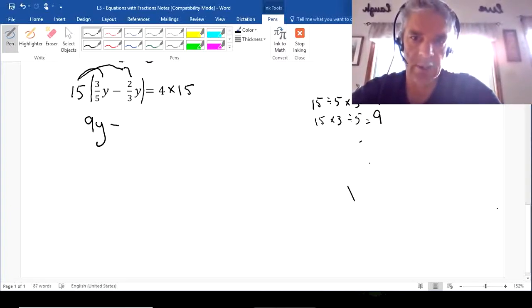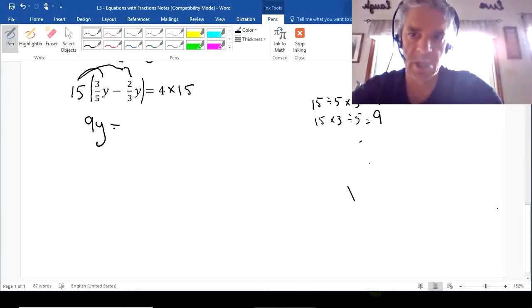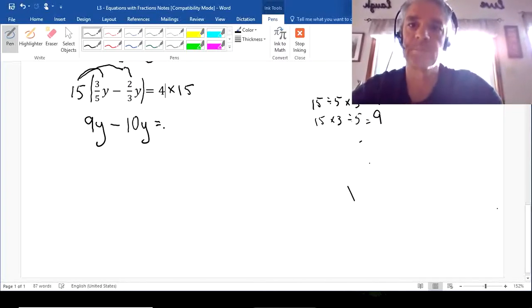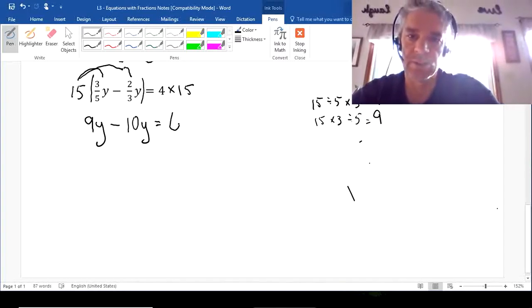Then we'll go to this one. And again, I'm going to put my minus sign in because I know it's going to be subtraction. This isn't negative, so it's not going to change the sign or anything. And then I'm going to do the same thing. 15 divided by 3 is 5 times 2. Okay, so what does that work out to? Well, that works out to 10. So it's going to be 10y. And that equals, on this side, 4 times 15 for 60.